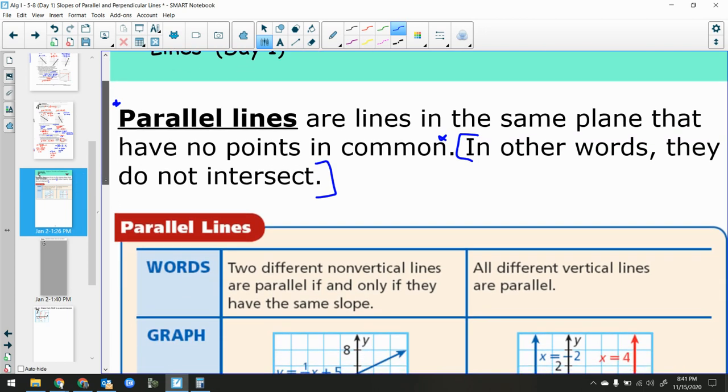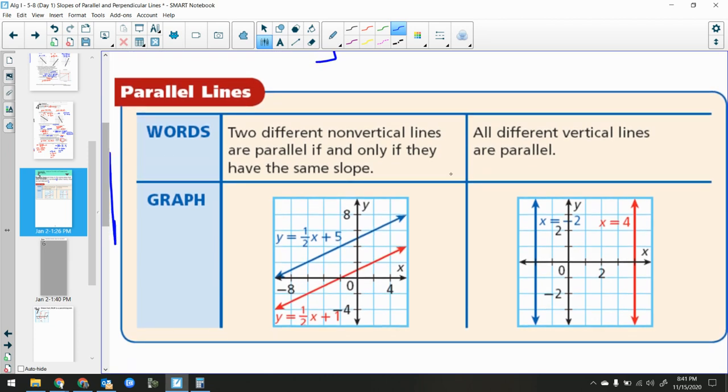Now, what's unique about this is that two different non-vertical lines are parallel if and only if they have the same slope, okay? That's one of the key pieces that you need to know about this one. Also, all special cases, like if it's two vertical lines, they're going to be parallel, and also two horizontal lines are going to be parallel as well.